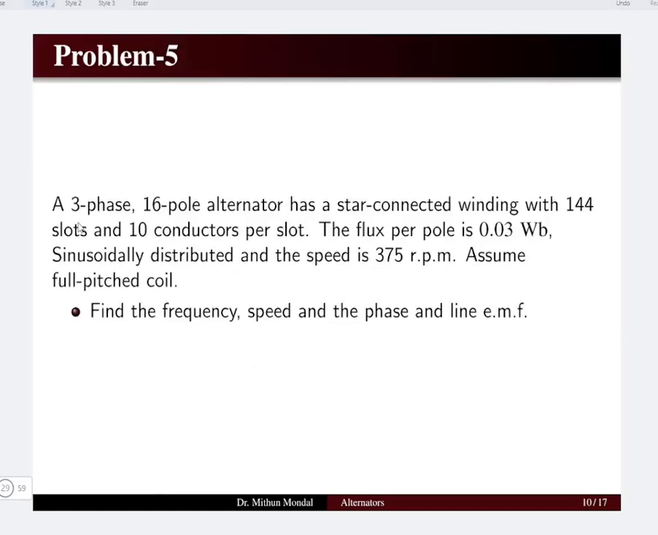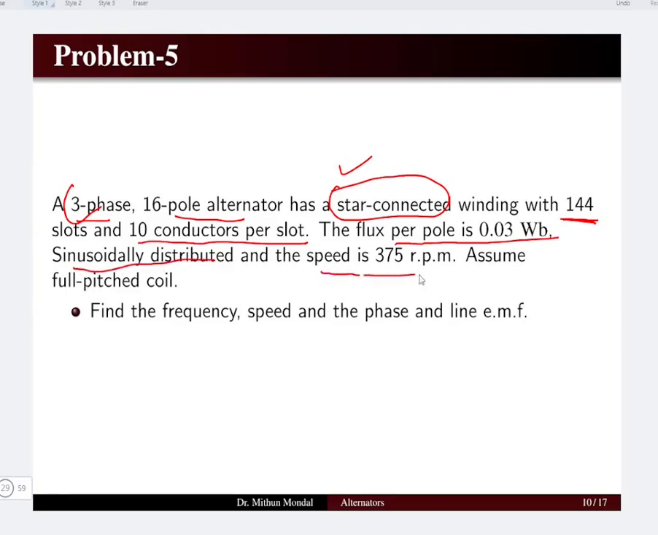Problem 5. We have a 3-phase 16-pole alternator which is star connected. Since it is a 3-phase alternator, it may be connected in the form of star or delta. Here it is connected in the form of star, with total slots as 144 and 10 conductors present per slot. The flux per pole is given to be 0.03 Weber, which is sinusoidally distributed, and the speed is given as 375 rpm. Assuming a full pitch coil, you have to determine the frequency, and the phase and the line EMF for the particular alternator.